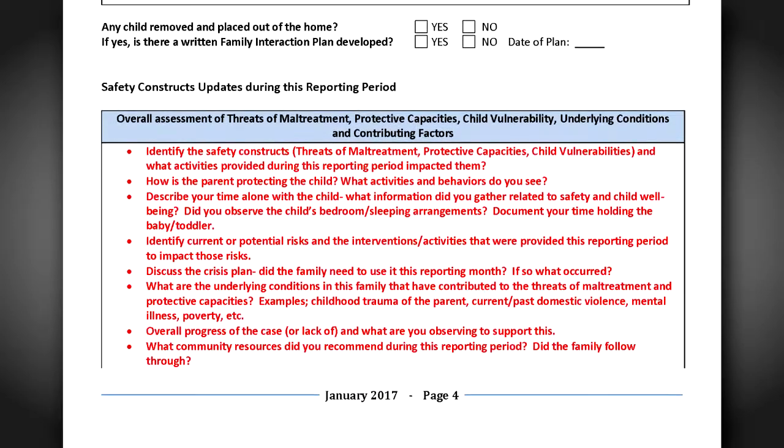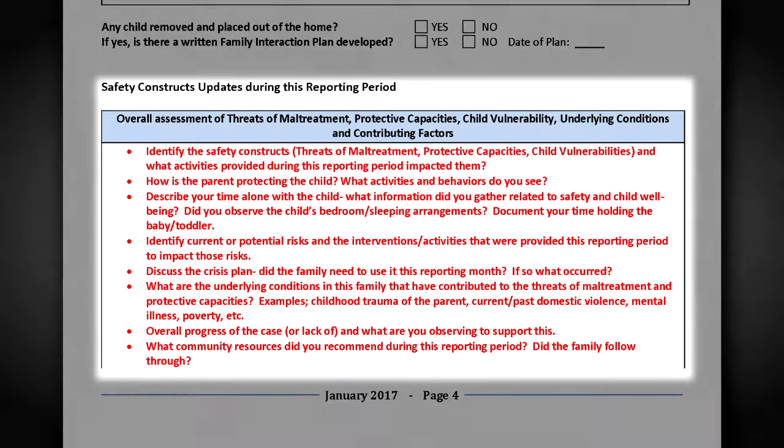The final section of the document on page 4 is your overall assessment of the safety constructs. This is where you'll highlight the activities you provided during this reporting period. Crisis planning is a crucial piece of work that needs to be documented in this section. If you created a crisis plan with the family, state what that plan entails. If the family used the crisis plan, note that in this section. Then you will narrate your professional, factual opinion on the overall progress of the case.